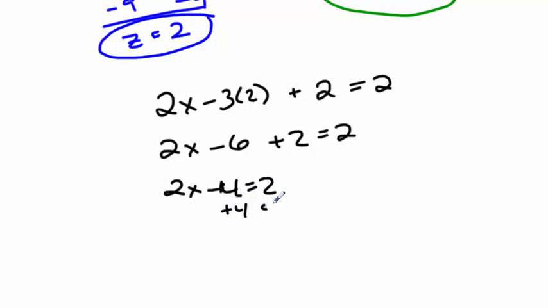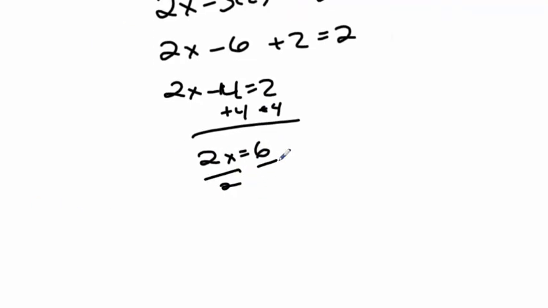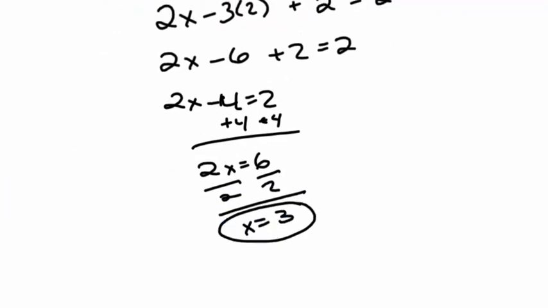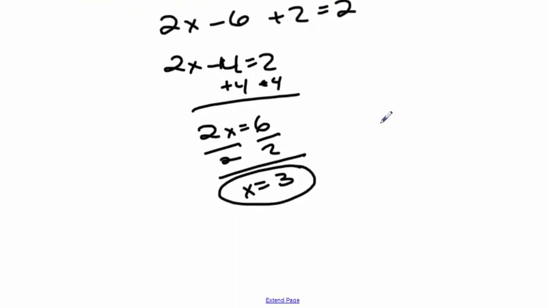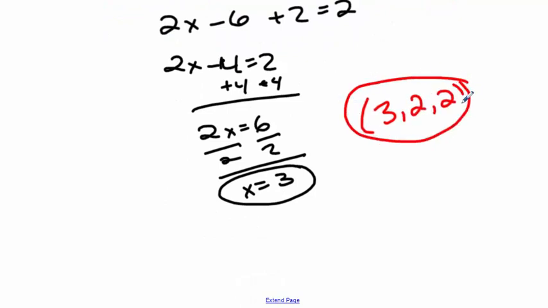Add your 4 to both sides. 2x equals 6, and so if you divide by 2, you get x equals 3. That's your third variable. So the solution has x equals 3, y equals 2, and z equals 2. So the answer to this system is the ordered triple, 3, 2, 2. We've got our x value, our y value, and our z value.